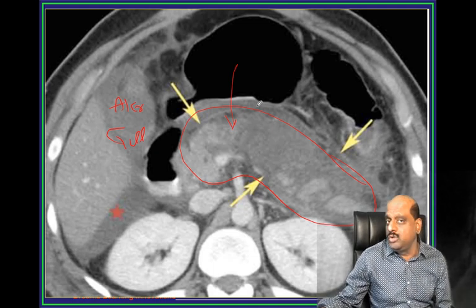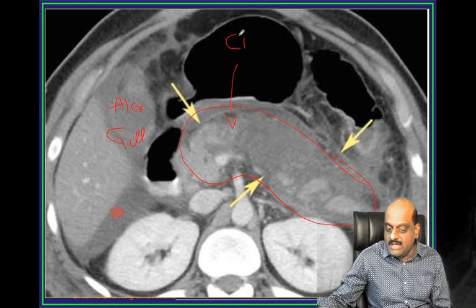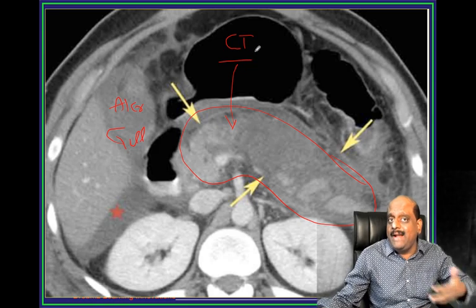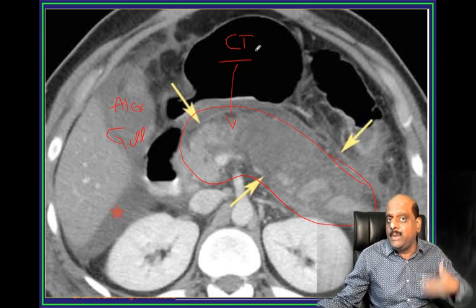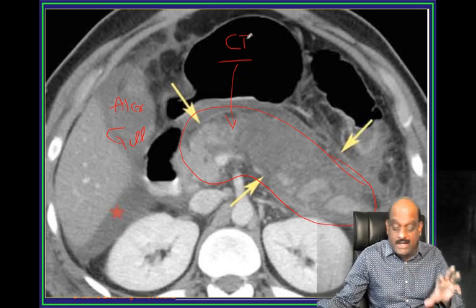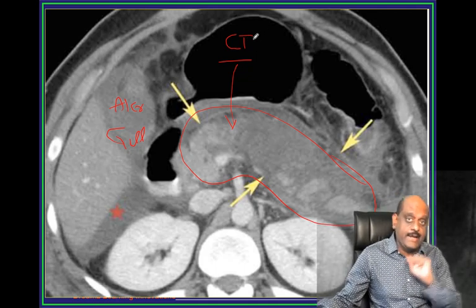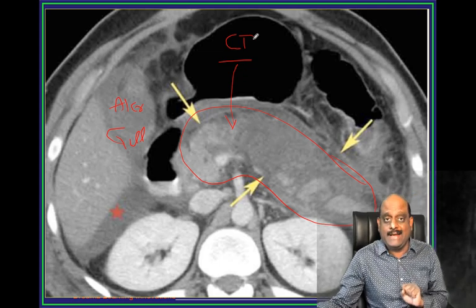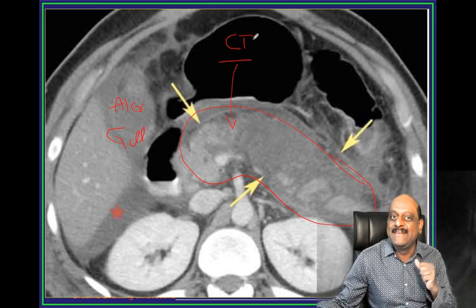And if you happen to do the CT, CT is the best investigation because you are able to grade the severity of acute pancreatitis by doing the CT scan, is what you need to remember. So you can see whether there is any pancreatic necrosis, peripancreatic fluid collection, all these things you are going to see.